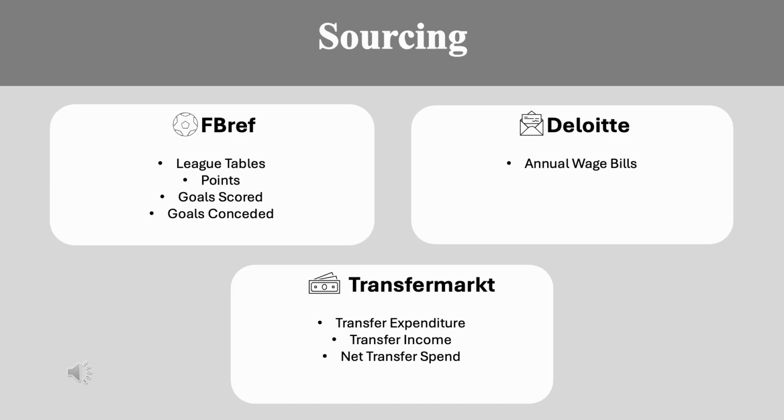Data sourcing. For this project, our team collected Premier League performance and financial data across the last 10 seasons, from 2015-16 to 2024-25. League table data, including points, goals scored, and goals conceded, was sourced from FBref. Annual wage bill data was sourced from Deloitte reports, while transfer expenditure, transfer income, and net transfer spend data were collected from Transfermarkt. Using multiple trusted data sources allowed us to build a broad data set that combined both financial and on-pitch performance variables for analysis.